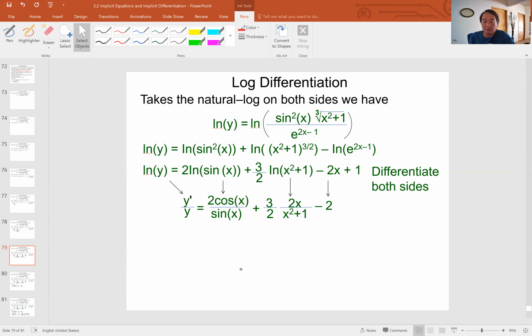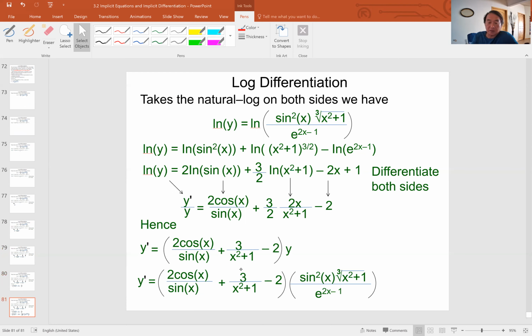So I get a sum of simpler terms for the derivative. Then I multiply the y across, replacing it with the original y, and that's the answer. Okay, so this is called log differentiation.